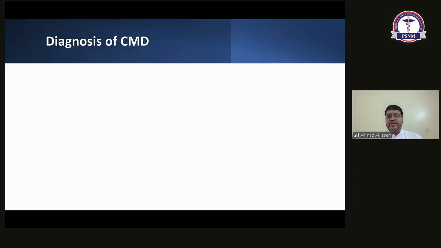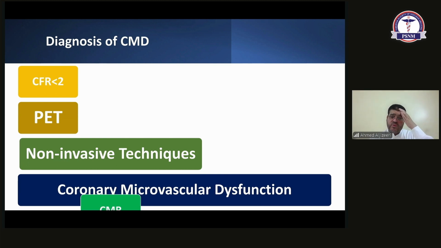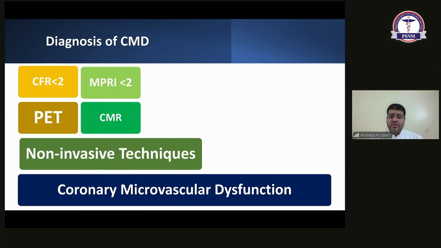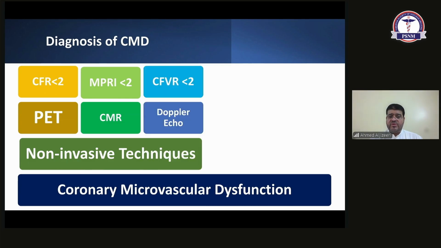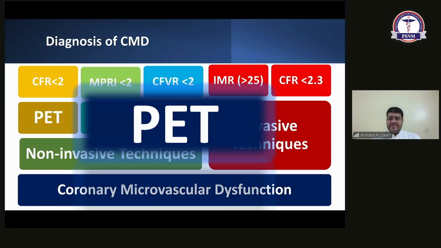So how do we diagnose coronary microvascular dysfunction? We can diagnose it either by non-invasive technique, which can be done by PET, in which we look at myocardial flow reserve less than 2. It can be done by cardiac MRI, when you look at myocardial perfusion reserve index of less than 2. And then we have Doppler echocardiography, when we look at coronary flow velocity ratio of less than 2. It can be done by invasive technique, looking at IMR and CFR. But nowadays, it is well understood that PET scan is the gold standard in quantitative assessment of microvascular dysfunction.